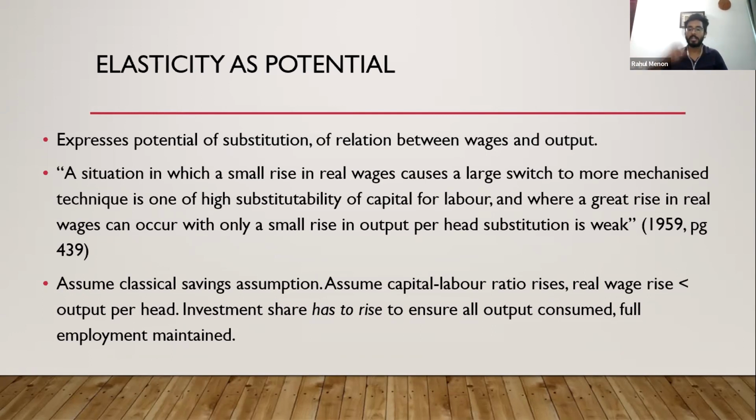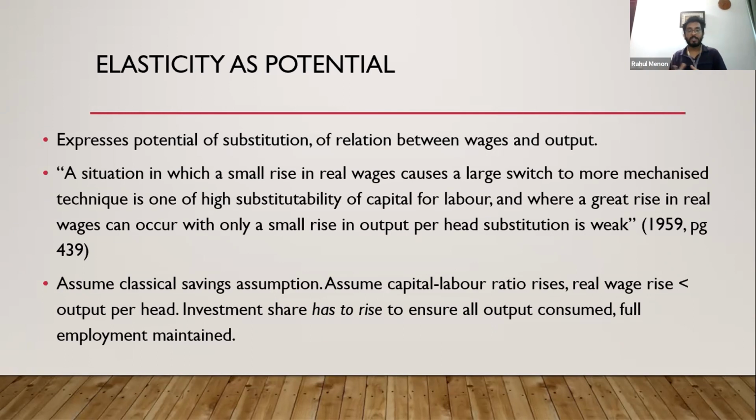Accumulation occurs that raises the capital to labor ratio. Assume now that real wages rise as a result of this, and output also rises. But assume that real wages rise in a smaller proportion than output. Now, because all wages are consumed, this means consumption rises in a smaller proportion than output. So what happens to that remaining output? How is it going to get consumed? In this sense, investment share has to rise to ensure that all the output is consumed.